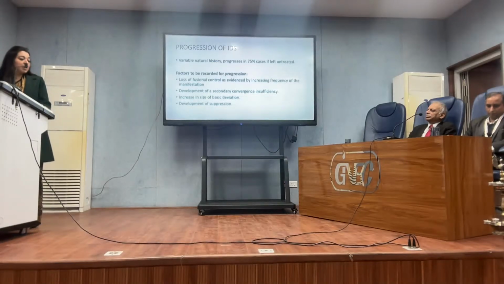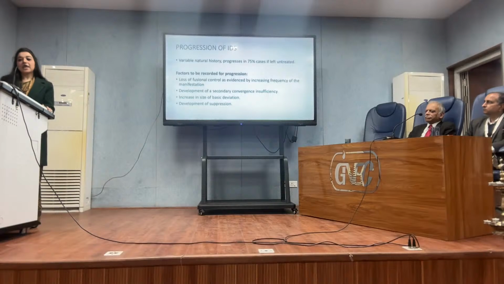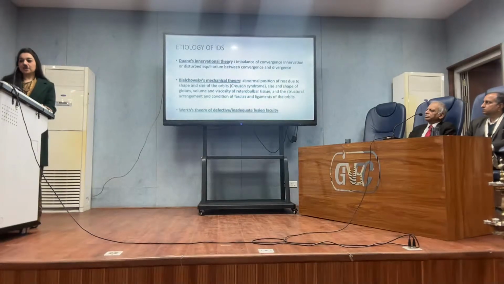For example, loss of fusional control, development of a secondary convergence insufficiency, increase in the basic size of deviation, and development of suppression. These are also indications, if these are progressing, for surgery in a case of ITS. Then there is the etiology of ITS, there are theories which are given for the development of ITS.